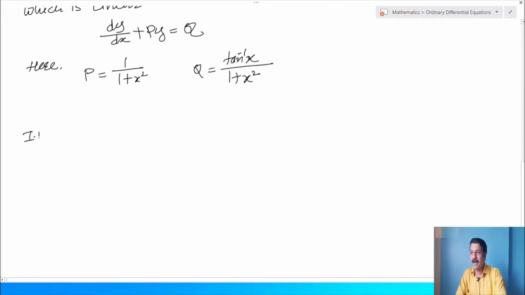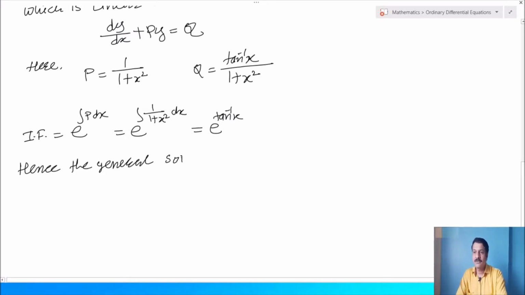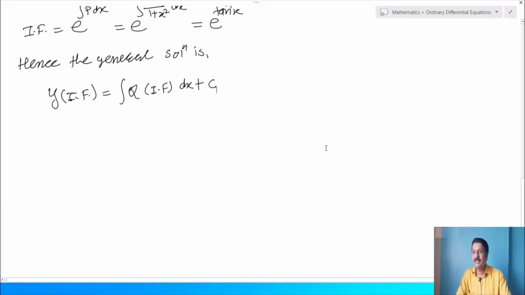So, the integrating factor is e raised to the integration of p dx, which means e raised to the integration of 1 upon 1 plus x square dx, and by the standard integration of 1 upon 1 plus x square, I am getting e raised to tan inverse x. So, hence, the general solution is, what is the formula? Y into IF equal to integration of Q into IF dx plus c. So what is the integrating factor? You substitute here.